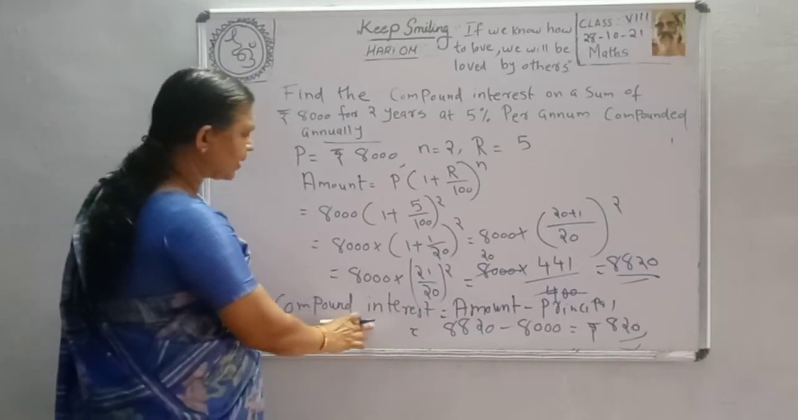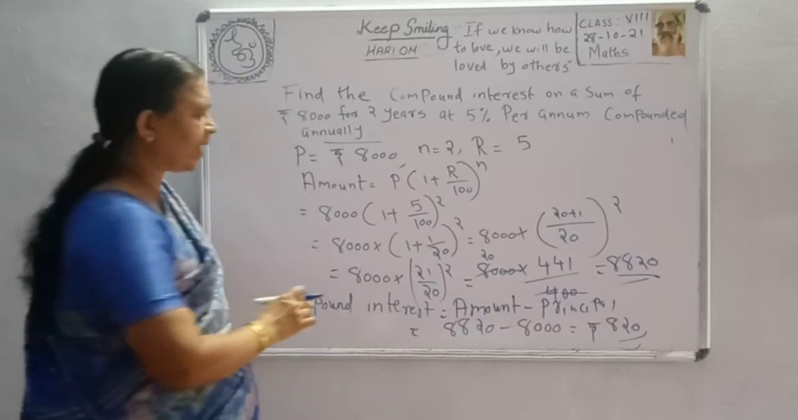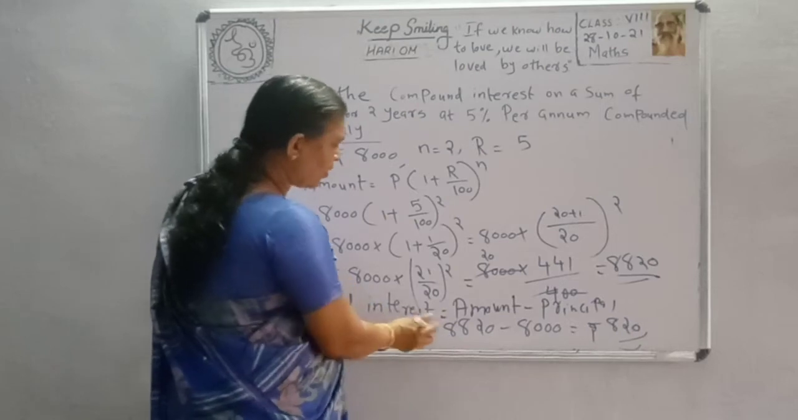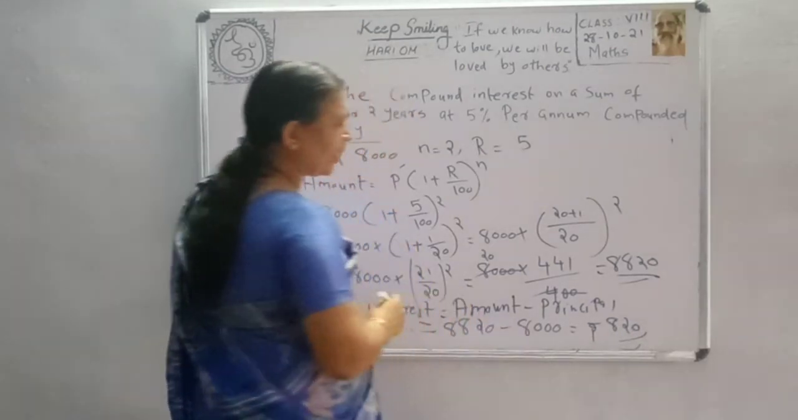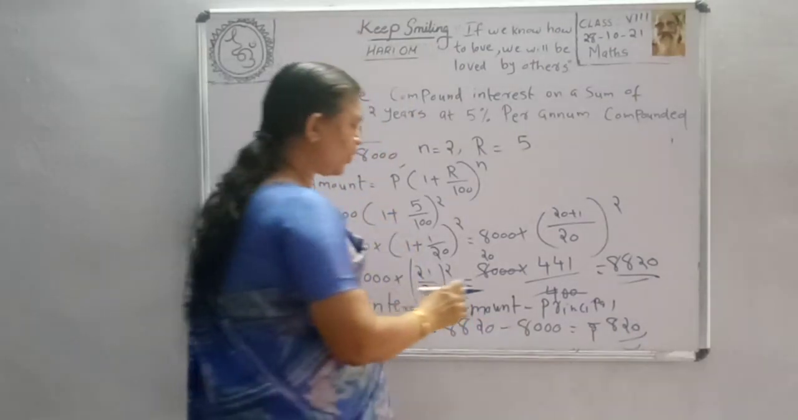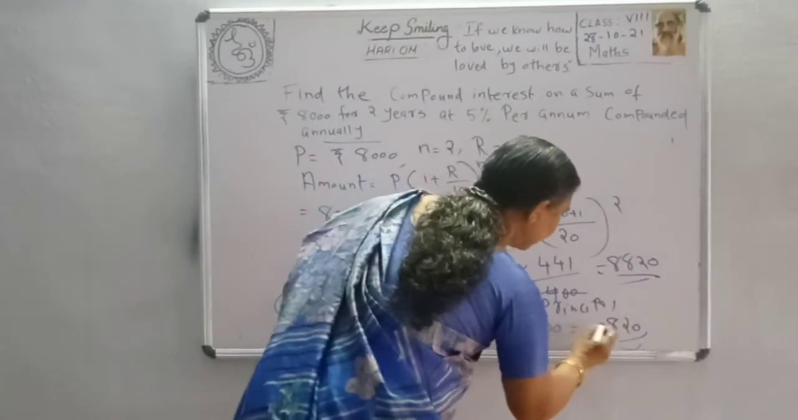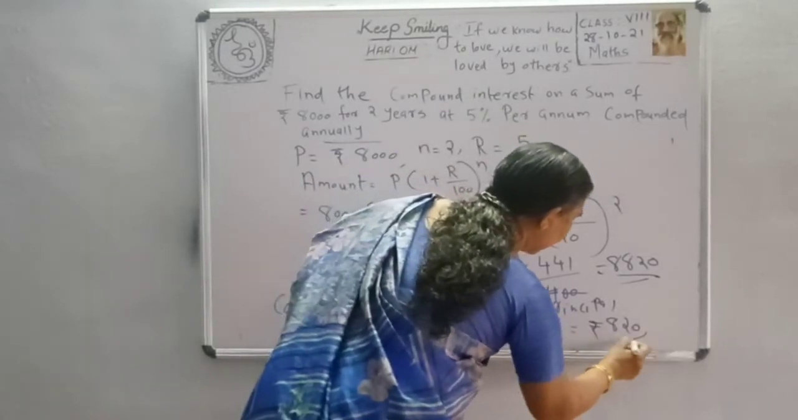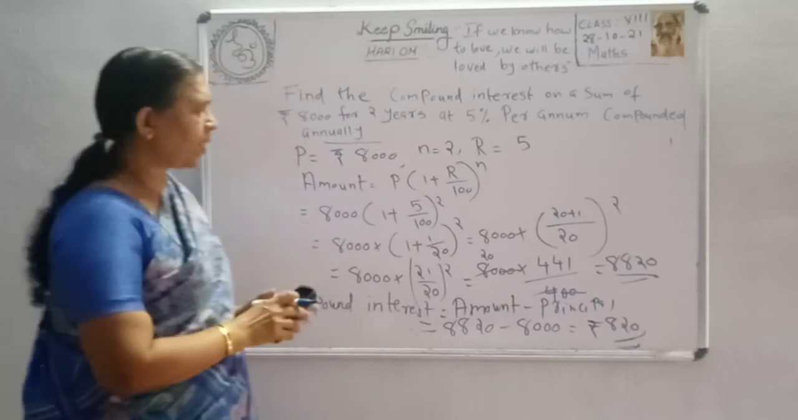Therefore compound interest is equal to amount minus principal. That is equal to 8820 minus 8000. That is equal to rupees 820. So the compound interest is rupees 820. Okay.